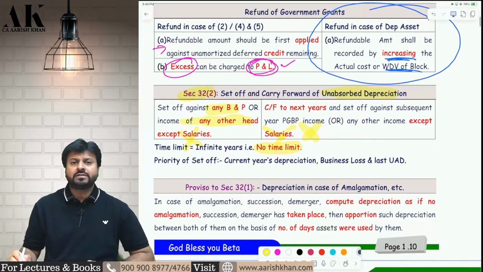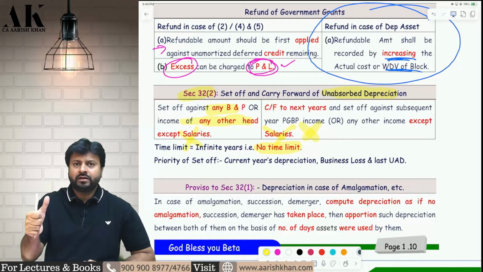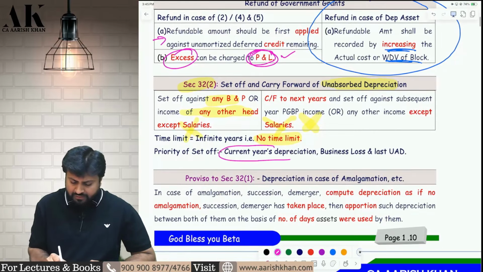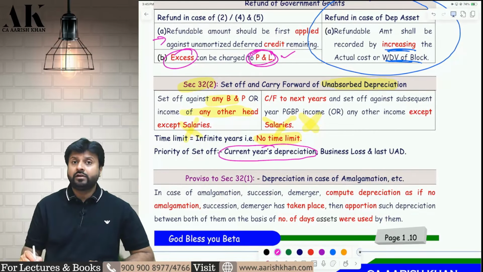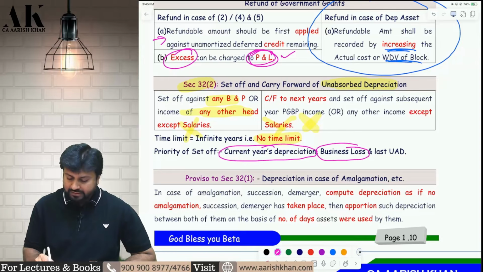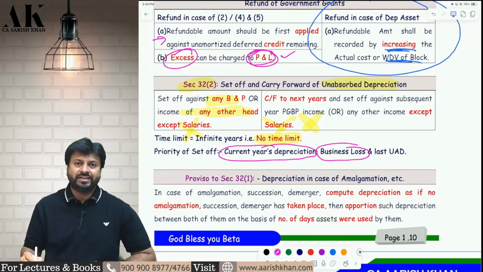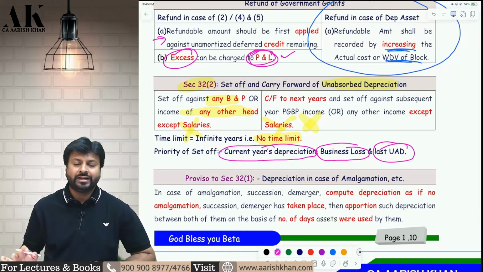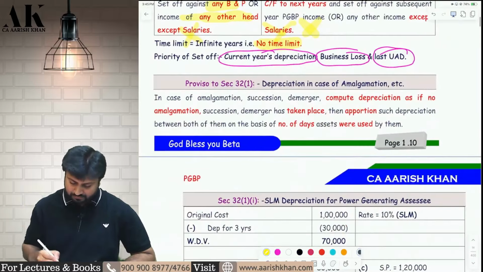So what is the priority of set off? If you have current year depreciation, unabsorbed depreciation, and brought forward loss, then the priority of set off will be as follows. First, you will claim current year depreciation because it is mandatory to claim depreciation. Then you will claim business loss because it will expire after 8 years. Then you will claim UAD because it is never going to expire. It is there forever. Okay. I hope it is there till eternity. You can carry forward and set off forever. I hope it is clear to all of you.